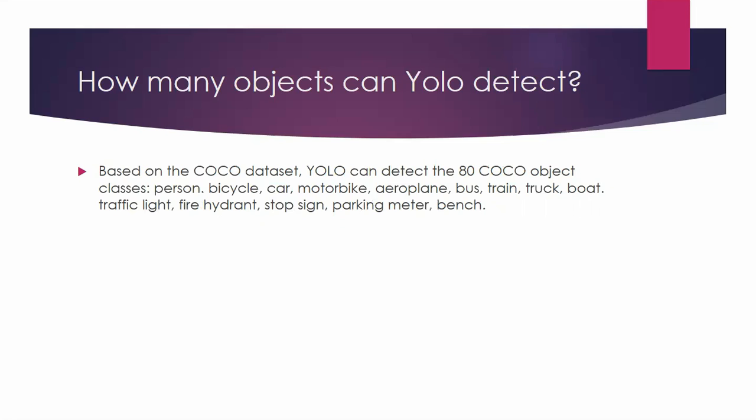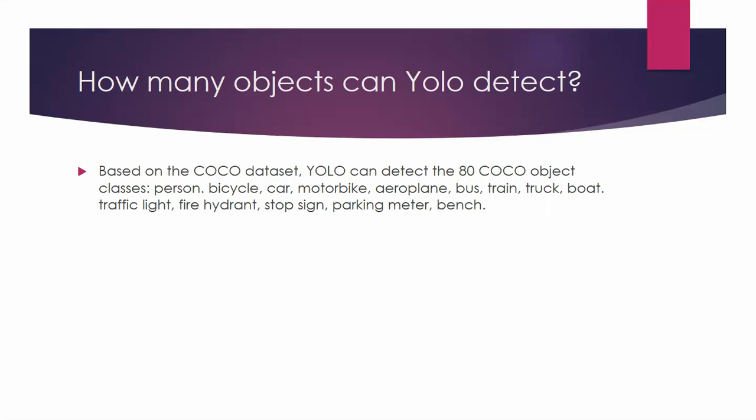So how many objects can YOLO detect? Based on the COCO dataset, or Common Objects in Context, YOLO can detect 80 object classes. Those COCO classes include things of which individual instances may be easily labeled. Person is the object that YOLO can easily detect.